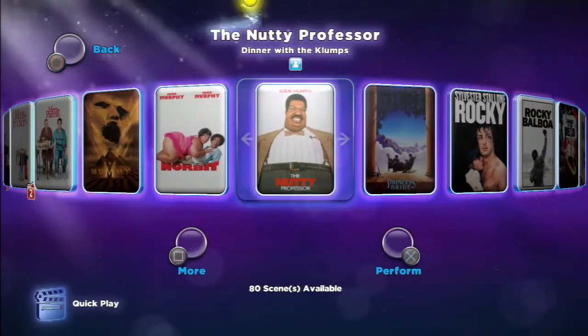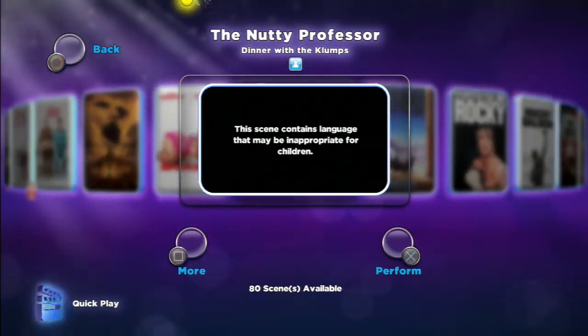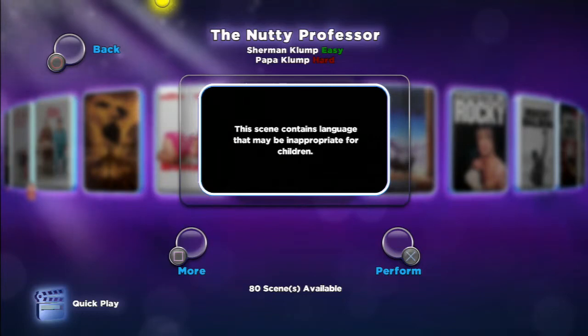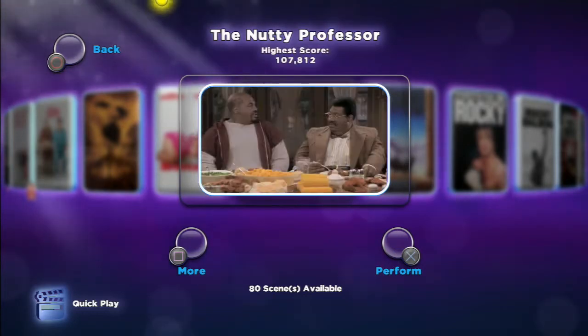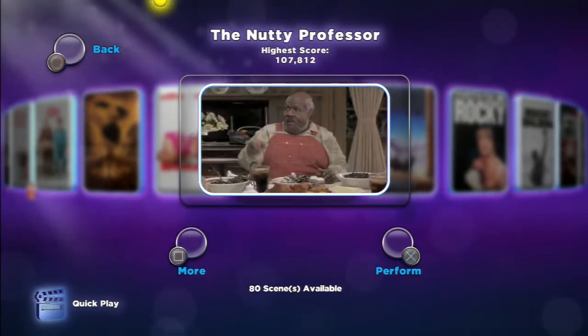Next up is the Nutty Professor, and I play just the person on his own, sitting on the table with just me, but no one at my side.